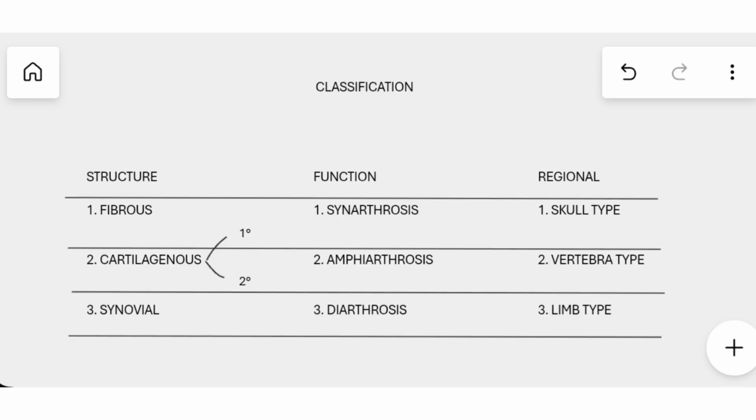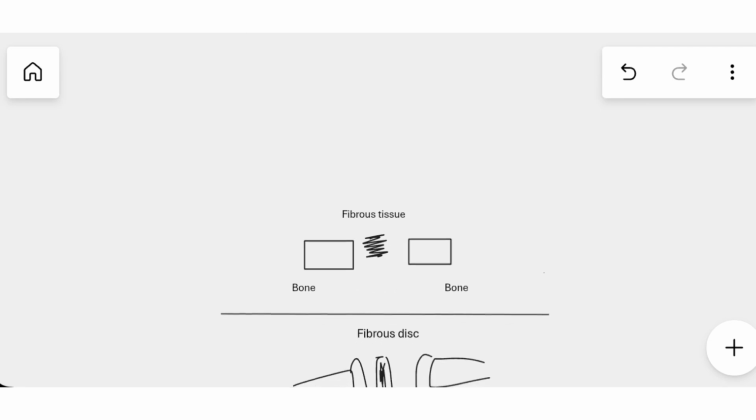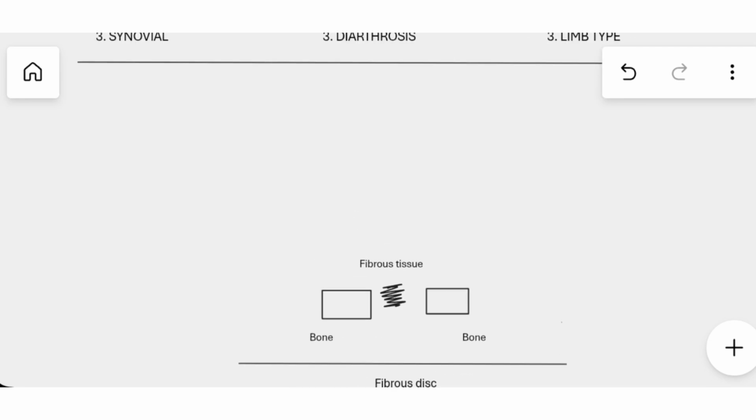This central column, the functional one, I will explain first and then we'll see the structural classification. In functional classification, you have three types: synarthrosis, amphiarthrosis, and diarthrosis. In the first figure you can see two bones and in between them there's fibrous tissue, and this is simply the synarthrosis type of joint where there will be no motion, right? Because these bones are connected by fibrous tissue.